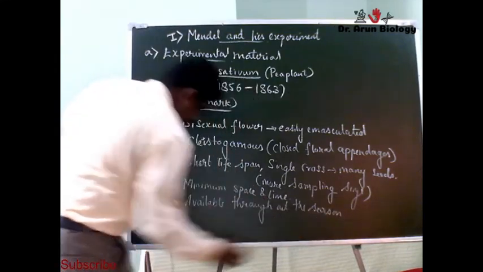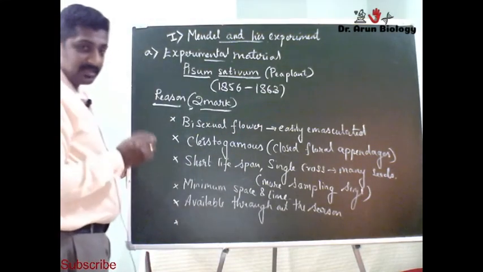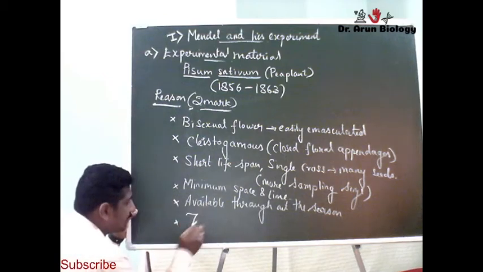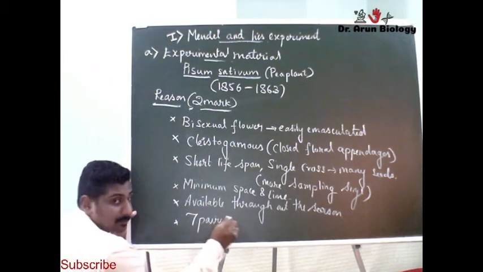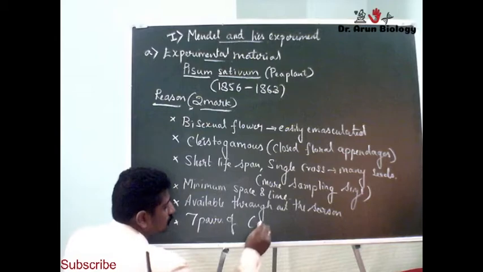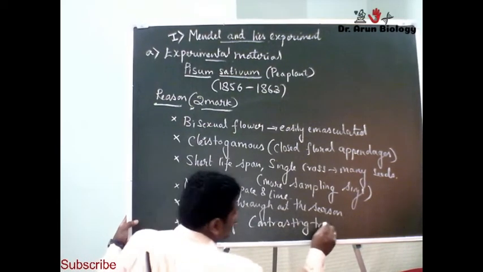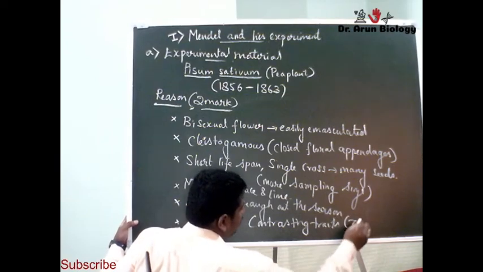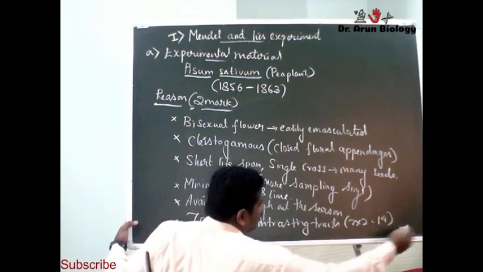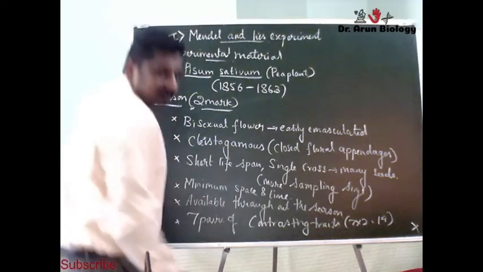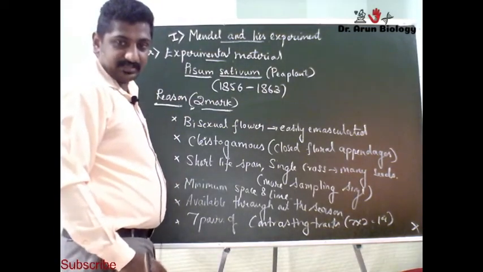Okay, in this Mendel worked with 7 pairs of contrasting traits. Therefore 7 into 2 is equal to 14 contrasting traits. So he worked with 14 contrasting traits.